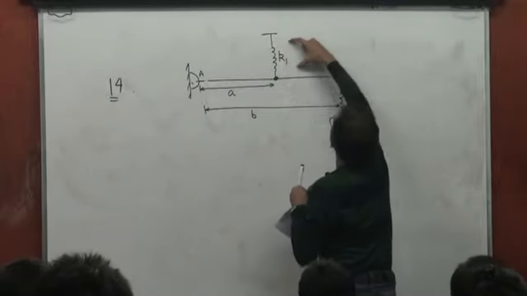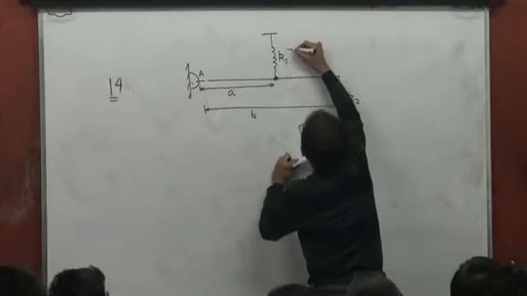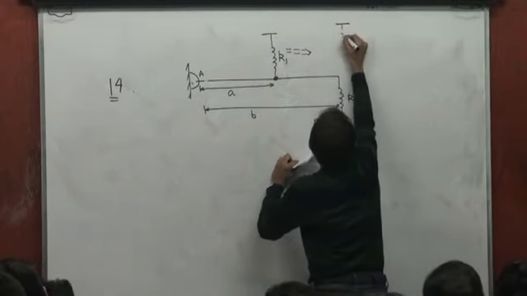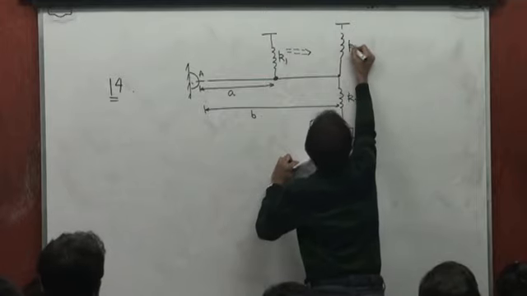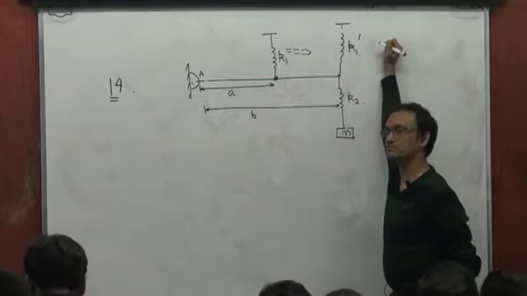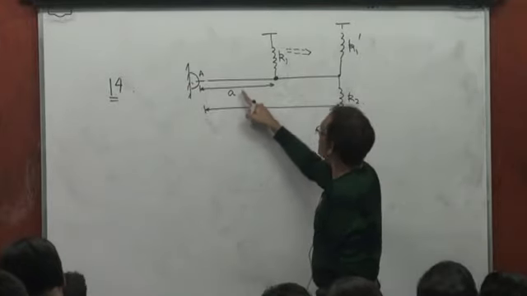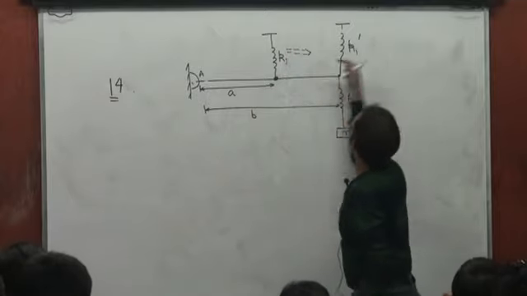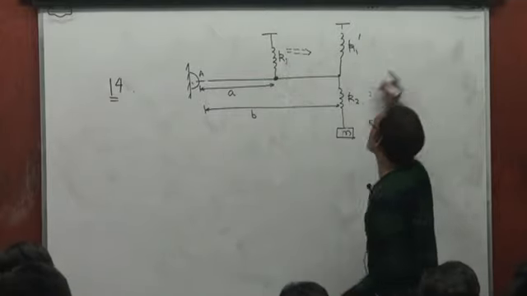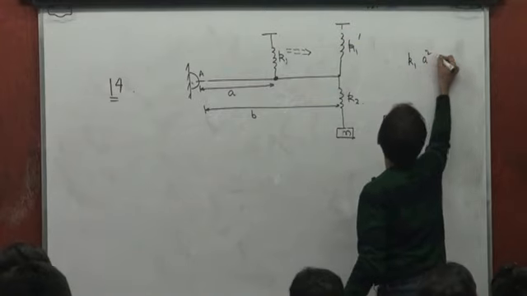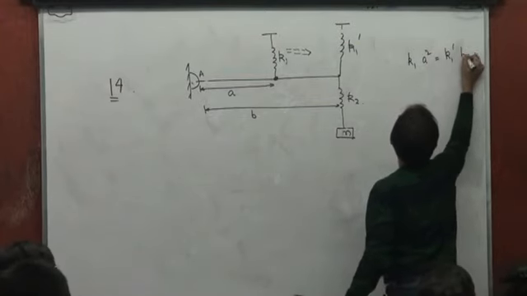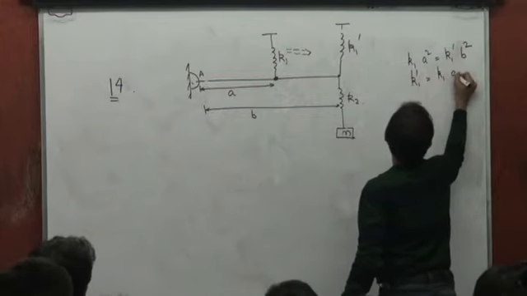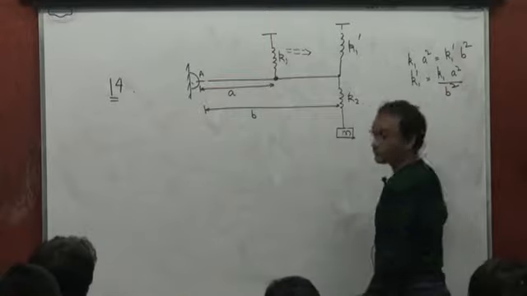So if I shift this spring here to the right, then the revised K is going to be K1 prime, where K1 into A squared must be K1 prime into B squared. And therefore the revised K is K1 prime, which is K1 into A squared by B squared.